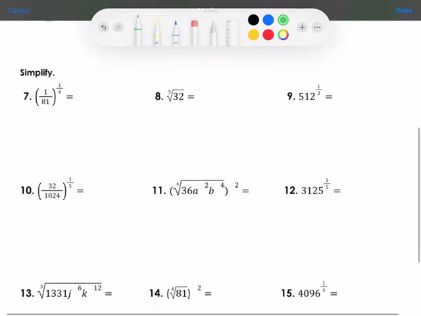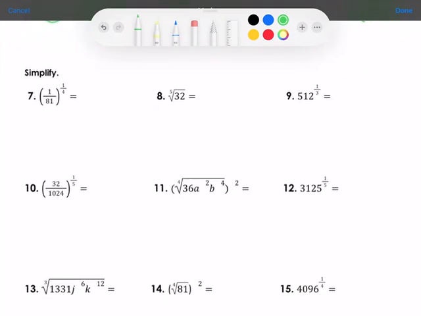Alright, so moving on to the next section, we're actually going to be simplifying now. So we're going to be taking out factors to simplify each one of these. So I have 1/81 to the 1/4, so the first thing I'm going to do is convert this to a root. This is the 4th root of 1/81. When I take the 4th root, or the root of a fraction, I have to take the 4th root of both the numerator and denominator. So the 4th root of 1 is just 1.